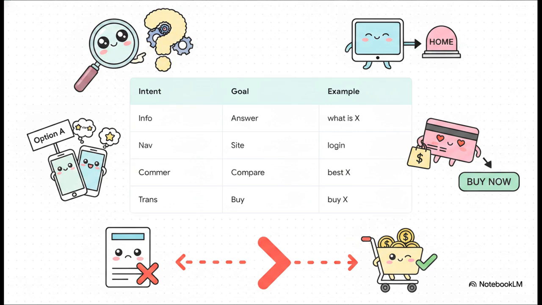Why does this matter? Well, imagine writing a massive informational blog post for a transactional query. You might rank high, but you'll get absolutely 0 sales because you didn't match the user's intent.